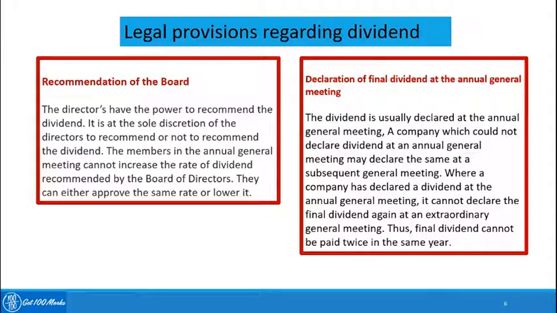Recommendation of the board. The directors have the power to recommend the dividend. The members at the annual general meeting cannot increase the rate of dividend. They can either approve the same rate or lower it.